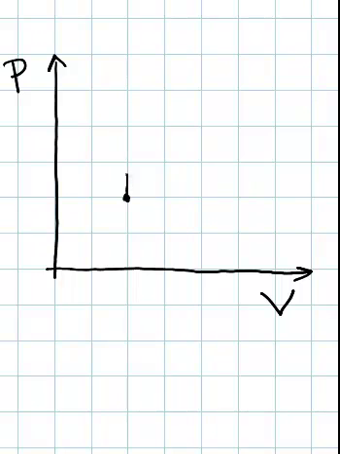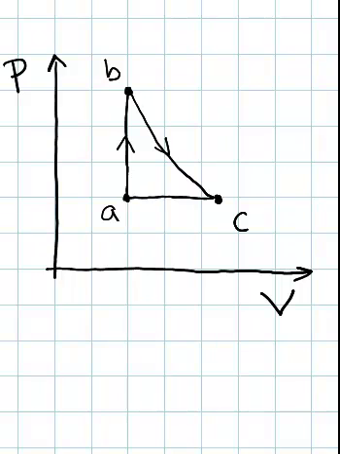So the pressure is going to increase as we move from A to B. And then we're going to let that gas go through an isothermal expansion back to the original pressure. Call that point C. And then an isobaric compression back to point A. So we make a complete cycle going from A to B to C.